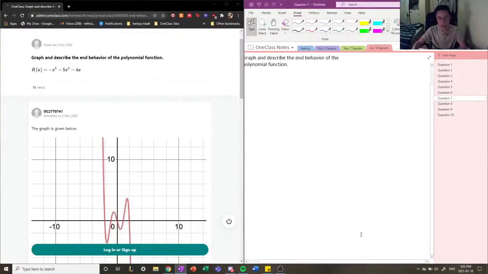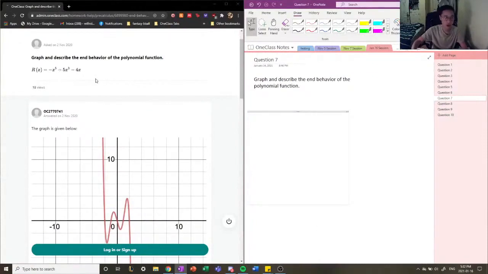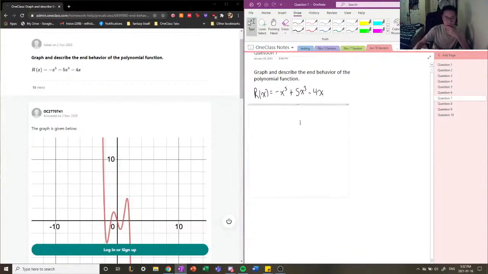Alright, so the next question asks us to graph and describe the end behavior of this polynomial function, R(x) equals negative x to the power of 5 plus 5x cubed minus 4x. Okay, so I'm just going to write this down here. The first thing we want to do to graph it is identify the zeros of our polynomial function. So we want to identify the values of x which will make our graph intercept the x-axis.